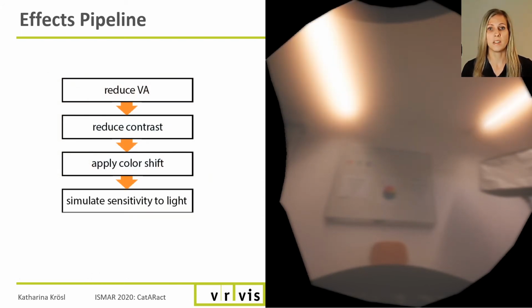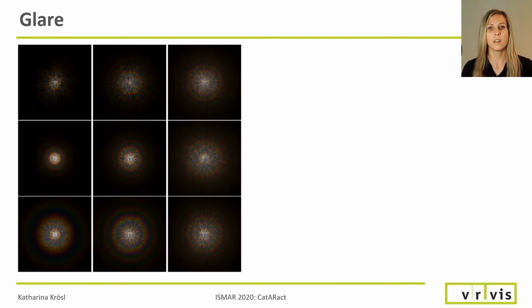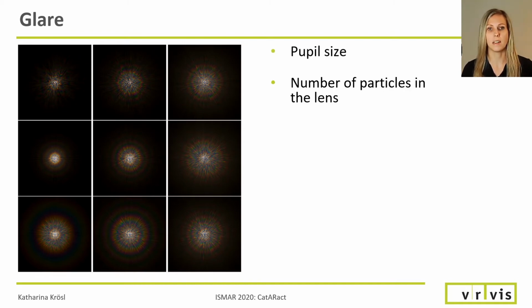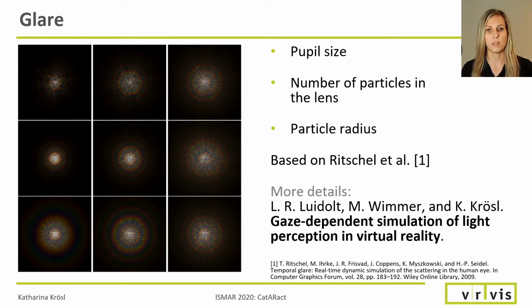Finally, we simulate sensitivity to light by applying a glare effect based on human perception and medical expertise. We can adjust our simulation and create different glare kernels, depending on parameters such as pupil size, the number of particles in the lens, or particle radius. We developed this glare, which is based on the work of Ritschl and colleagues, for another of our projects, which is also presented here at ISMAR by my colleague Laura Luidold in her talk on gaze-dependent simulation of light perception in virtual reality. So if you want to know more about our glare, please watch her talk.